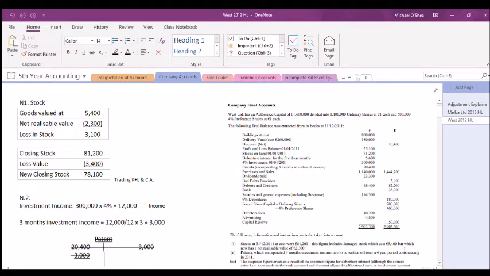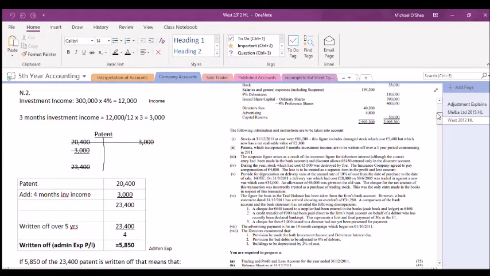So we take the difference, basically the drop in value itself, which turned out to be 3,100. And then the difference between the 5,400 and 2,300, we take that away from closing stock. So we're taking what we lost out on for stock, and we take it away from closing stock. Second one we have here, again, investment income is included in patents.